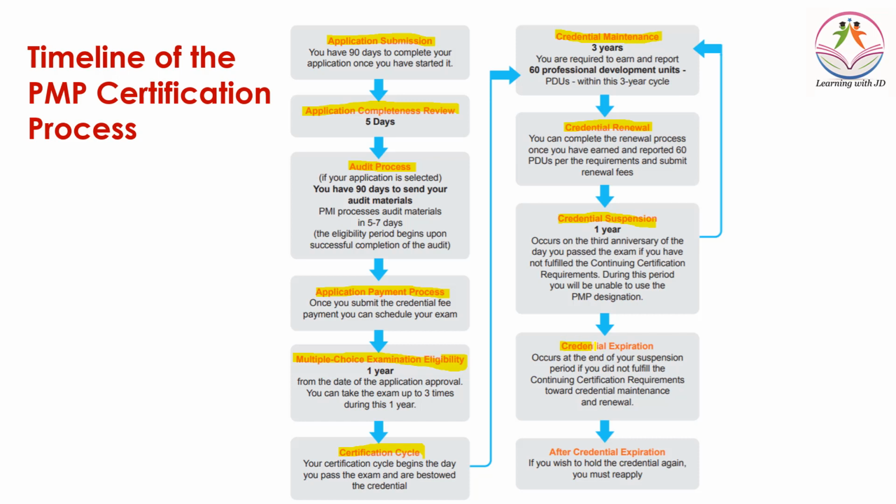Now, credential expiry occurs at the end of the suspension period if you did not fulfill the CCR. Which means what? You have 3 years to maintain your certificate. In case you have not done that, for 1 year your credential will be suspended. After that, if you are still not able to complete it, your credential will expire. After credential expiry, if you want to hold the credential again, you must reapply, which means you will have to again apply for and appear for your examination.